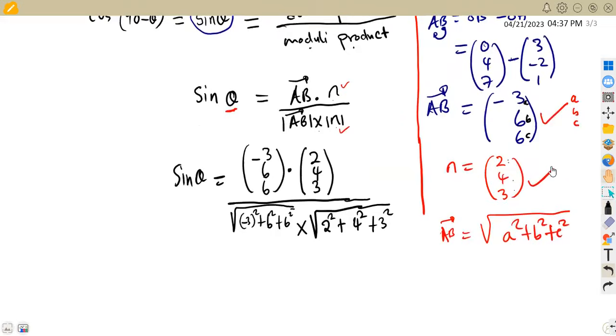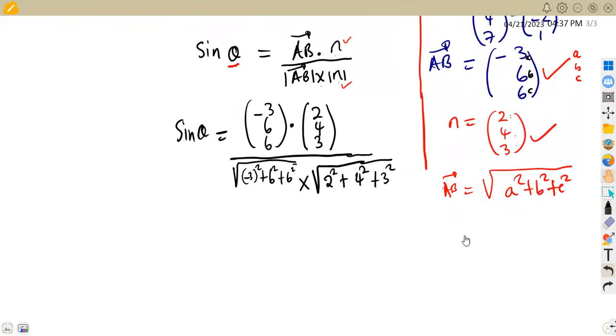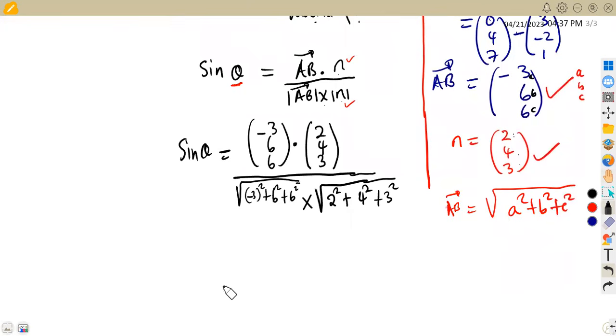So if we are to simplify further, in this case, we are going to obtain the sine of theta that is equal to, you perform your dot product. How do we perform this? We are multiplying corresponding terms, adding, like I think we talked about this before.